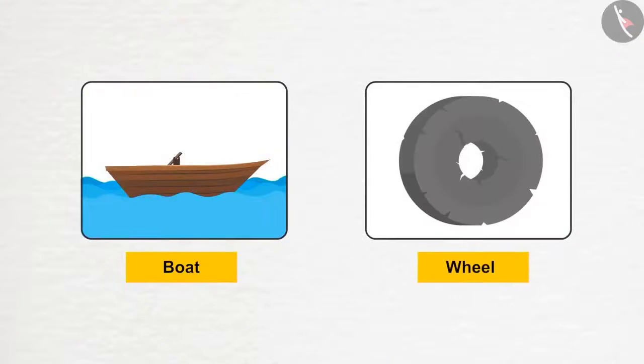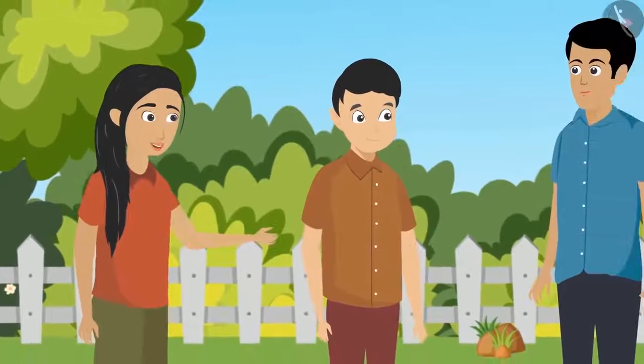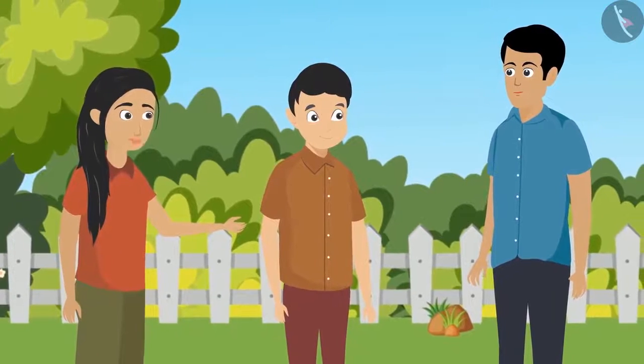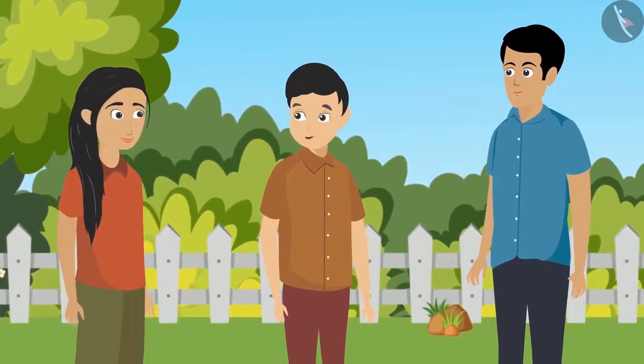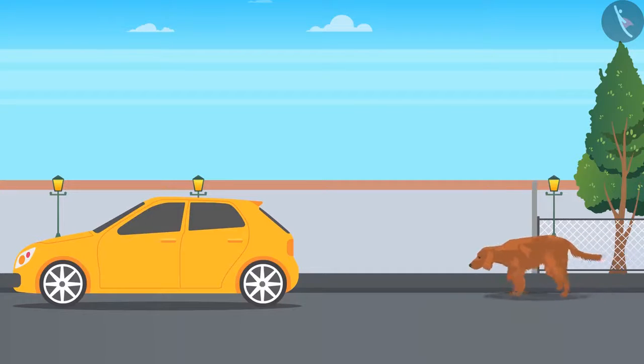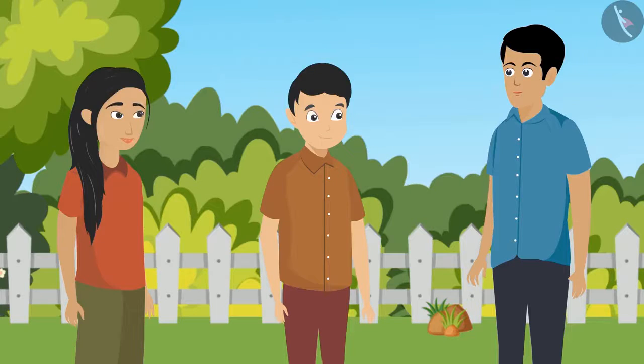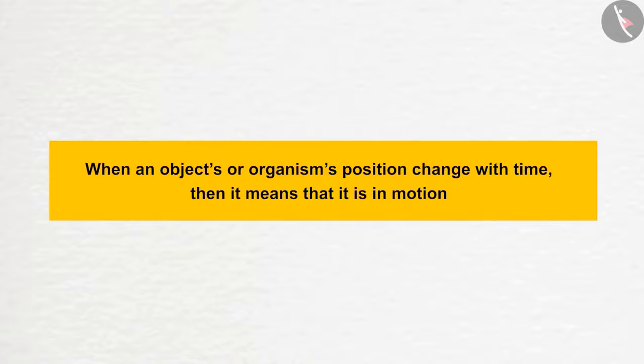After the inventions of the wheel and boat, vehicles developed gradually, and now even aeroplanes are being manufactured. But I don't understand what is the relation of the above facts with our chapter. There's a connection. Okay, Sonia, how can you tell if an object is in motion? I don't know. Okay, look at the dog. Earlier it was near that wall and now it is beside the car. So what? When an object's or organism's position changes with time, it means that it is in motion.